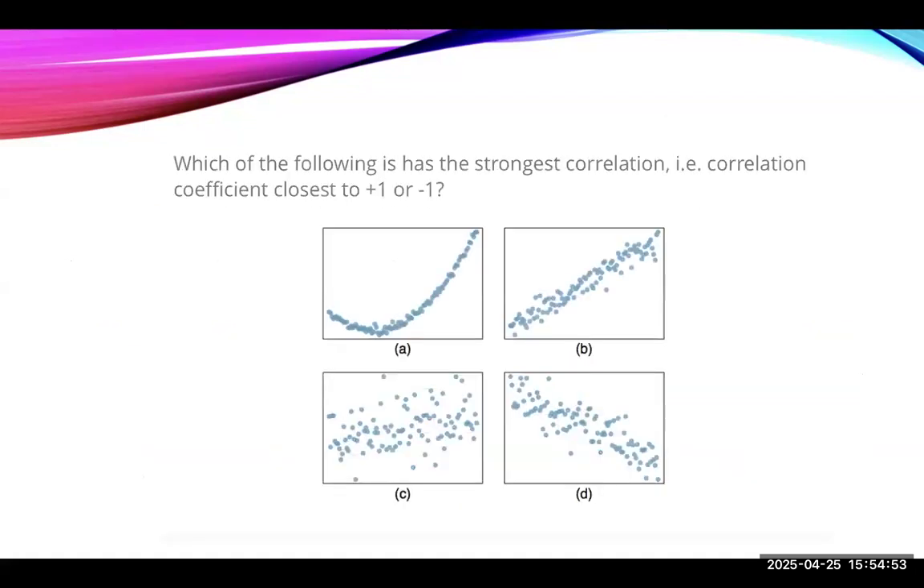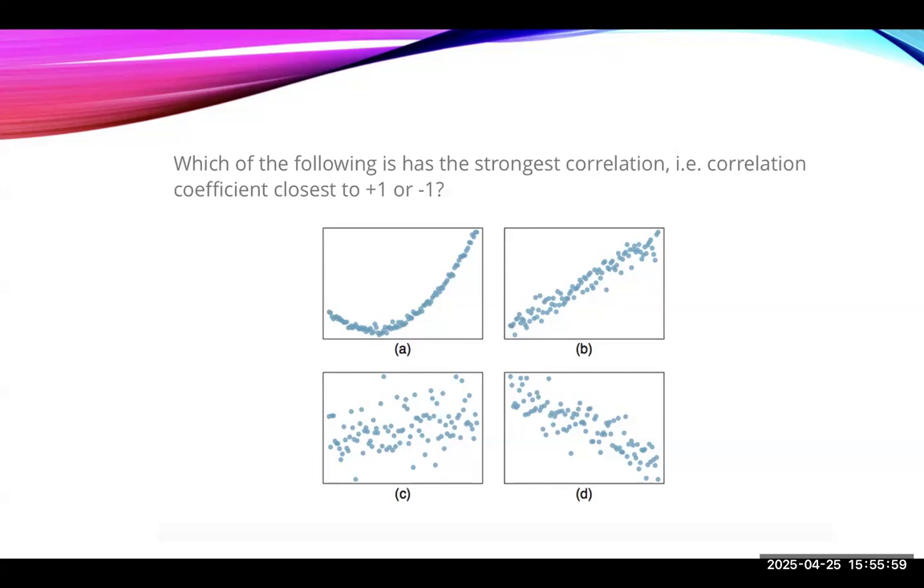Here I have 4 different graphs, and what I want to know is which one has the strongest correlation. That means which one of these graphs has a value for r that's the closest to positive 1 or to negative 1. So we're going to go ahead and eliminate the first graph because this is not a line. This is kind of parabolic. It kind of has a U shape to it, and there's a strong association between the dots here, but it's not linear. So correlation does not apply to A.